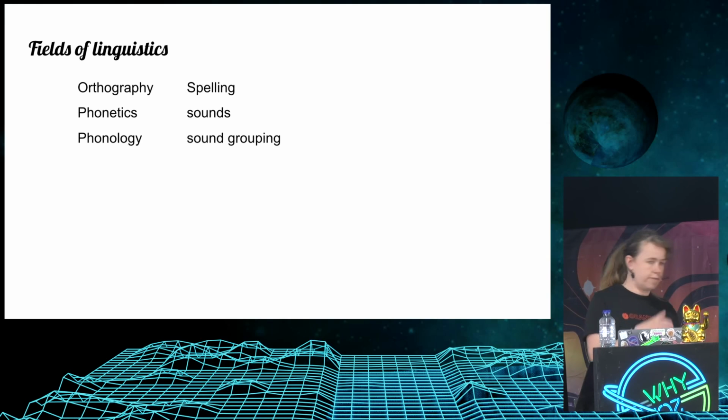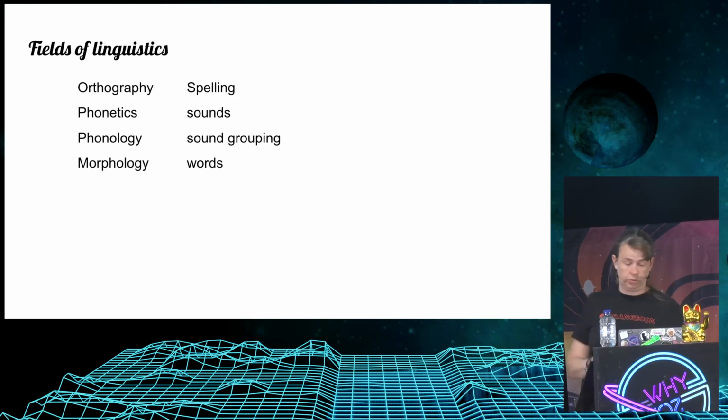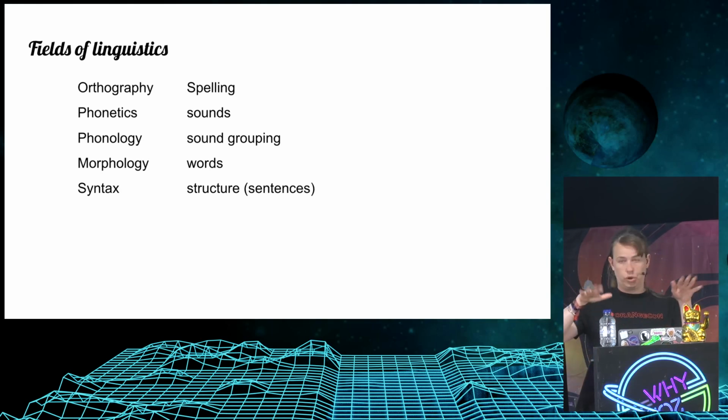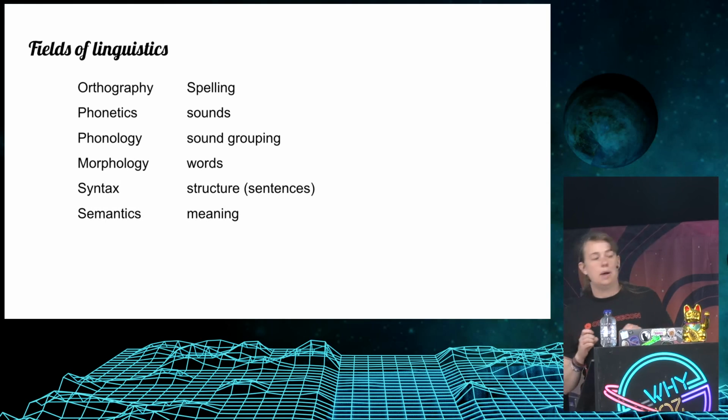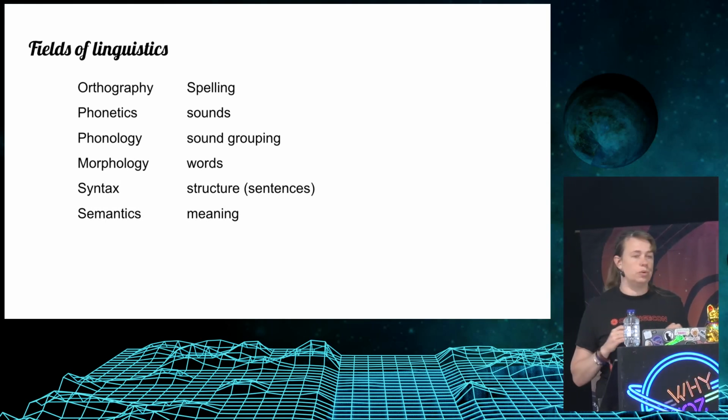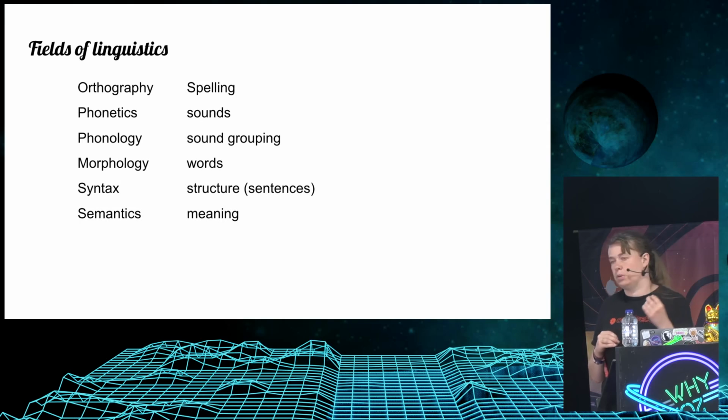Another field, so I'm going from small to big, a bit bigger field is called morphology, and it concerns words. After that, I'll talk about syntax, which is how words are grouped into sentences. Then there is some talk about semantics, especially the semantics part will be about English and Dutch. So I will be talking about English words that are not possible in Dutch and the other way around. So that's about word meaning.